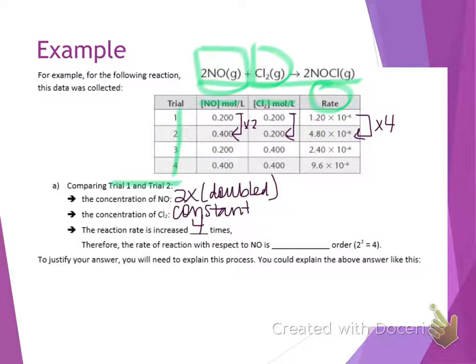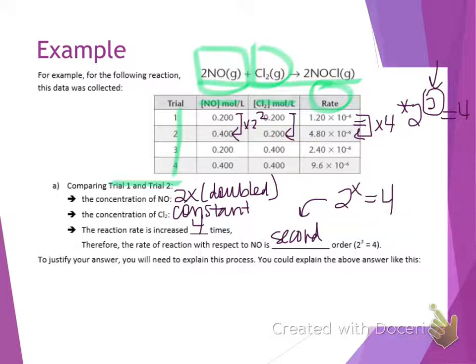So from this, we're able to determine the order of our reactant. When we double our concentration and the rate quadruples, that's second order. The other way that we can look at that is 2 squared is equal to 4. So since 2 squared is equal to 4, that tells us that our reaction rate with respect to that NO is second order.